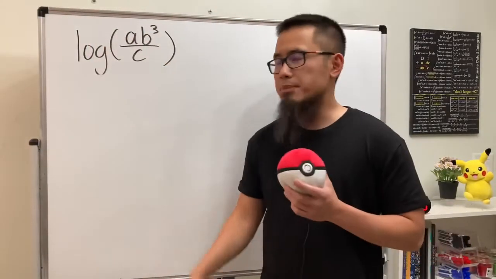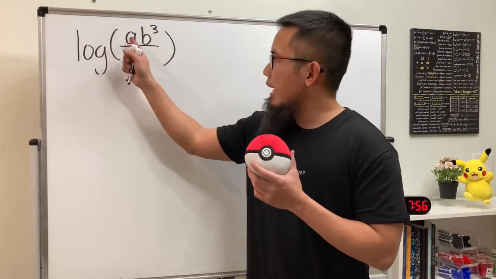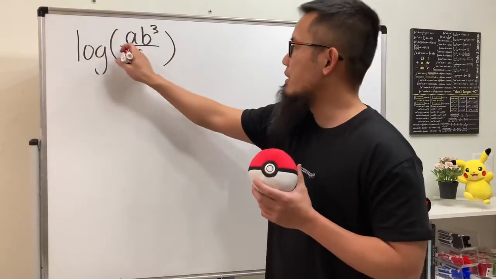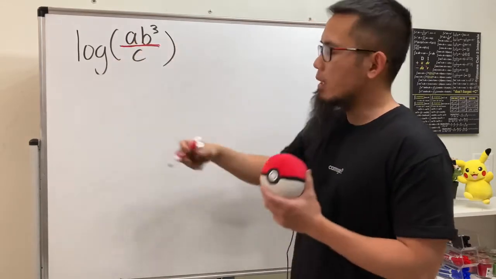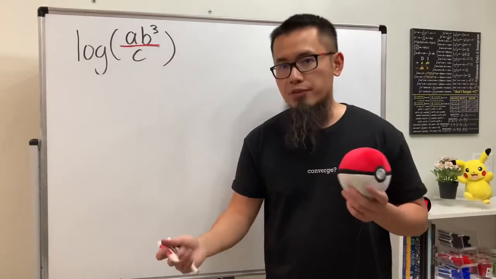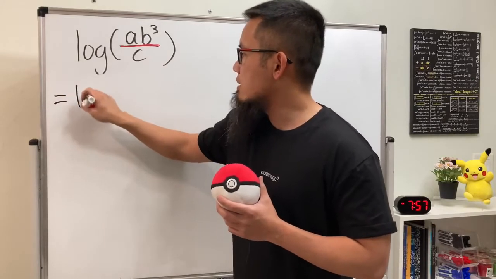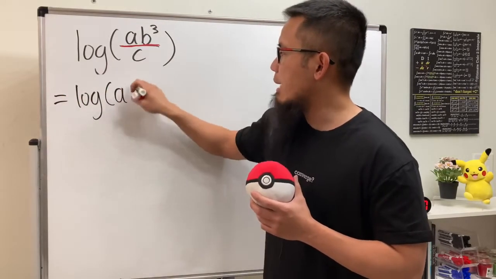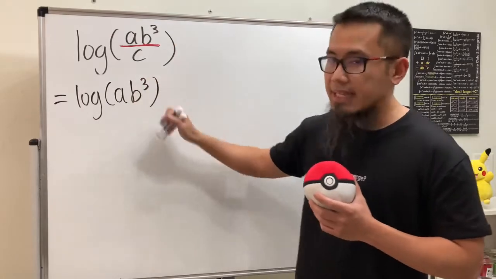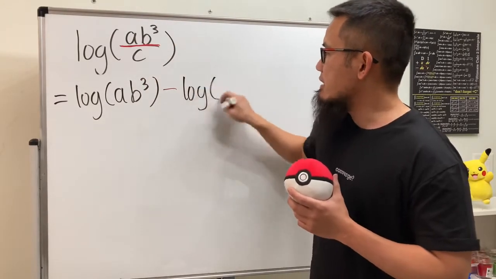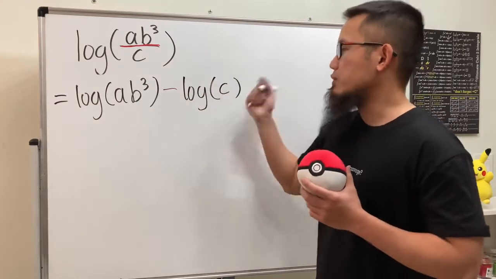Alright, we're going to see how to expand this logarithm. We have log of a times b to the third power over c. Because we have the division right here, we can break this apart by using subtraction first. So this becomes log of the top, which is a times b to the third power, and then we are going to minus another log, and the inside is exactly just the bottom, which is the c.